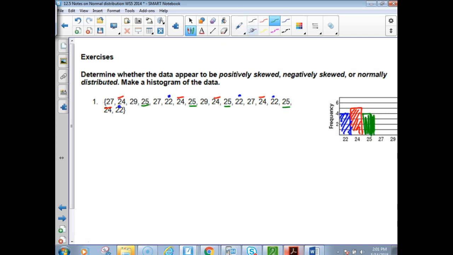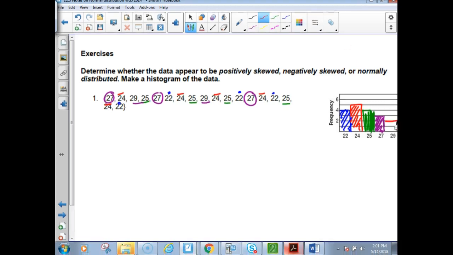And then 27s, there are 2, 3. And then 29. How many 29s? Let's see, there's 2 of them. All right, so this is kind of bunched up on one side, isn't it? So I look at the way that's trending, it looks like it's positively skewed.